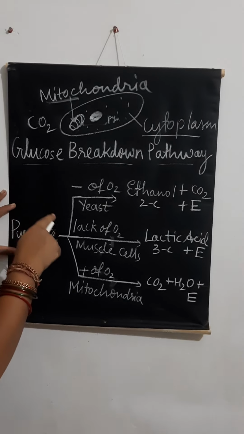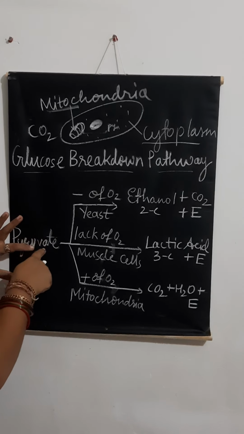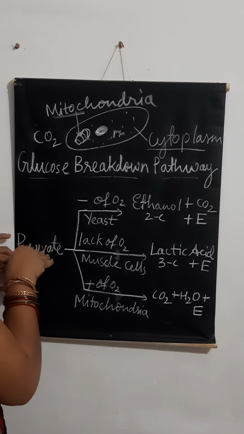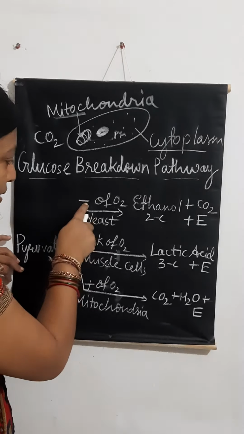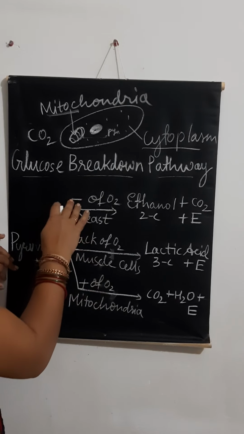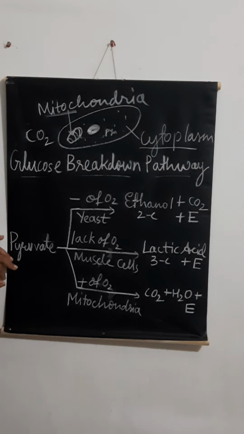What was the first stage? Glycolysis, where glucose is broken down to form pyruvate. What happens to the pyruvate? What is the fate of pyruvate next? The fate of pyruvate depends upon whether oxygen is available or not available, whether it is absent or whether it is present, or whether it is there in sufficient amount or not.